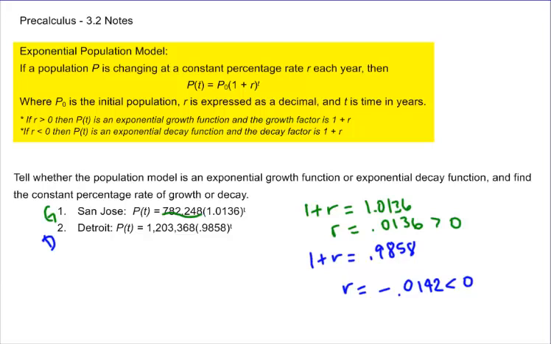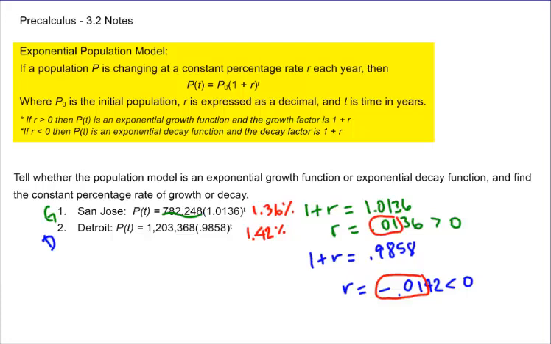And then we want to find the percentage of growth or decay. Well, that's just looking at these first two spots. So the percentage of growth for San Jose is 1.36%. And the percentage of decay for Detroit is going to be 1.42%. So that's kind of how you're going to use exponential models and some of the different ways that you can look at a problem.